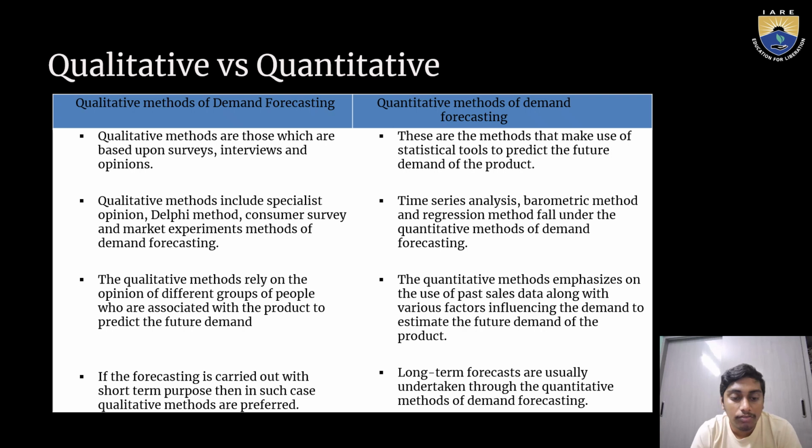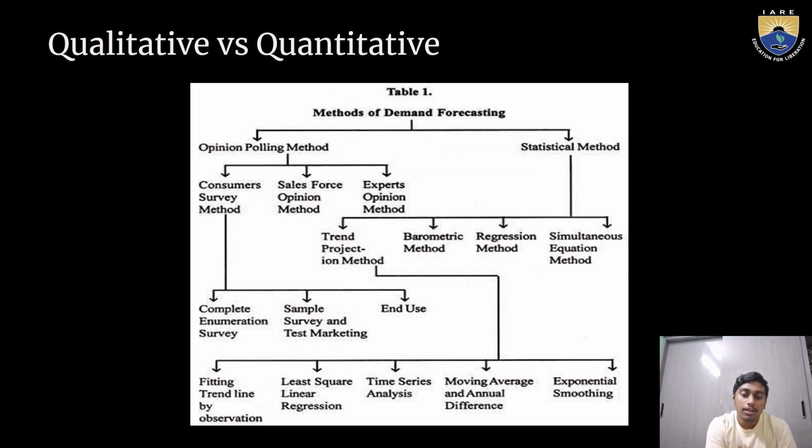If the forecasting is carried out with a short-term purpose, then qualitative methods are preferred. Long-term forecasts are usually undertaken through the quantitative methods of demand forecasting. Here is one of the flowchart diagrams for the methods of demand forecasting.